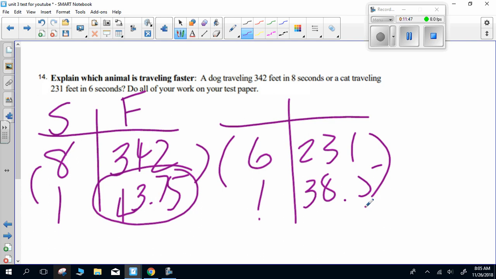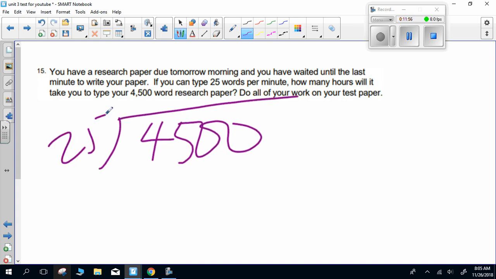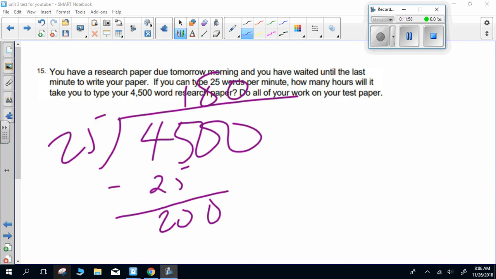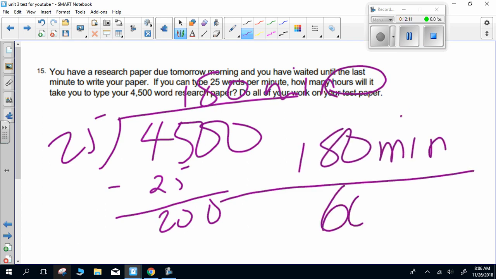Okay, you can do 25 words per minute. So 4,500 divided by 25, that's about 180 minutes. But then you were being asked about how many hours. So 180 minutes divided by 60 minutes per hour gives me 3 hours.